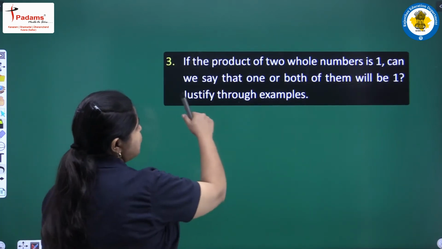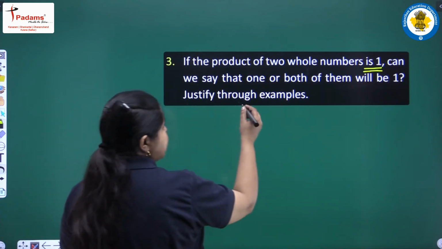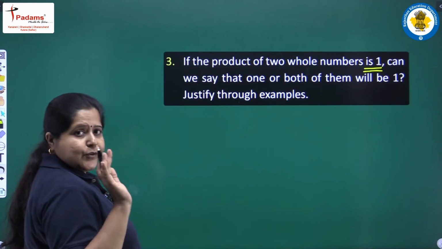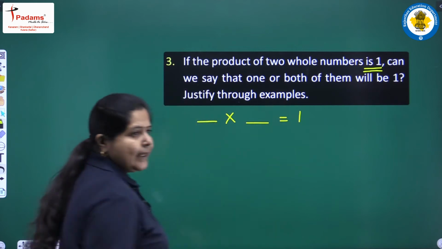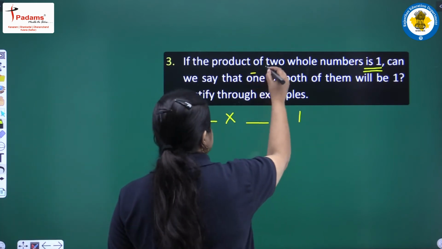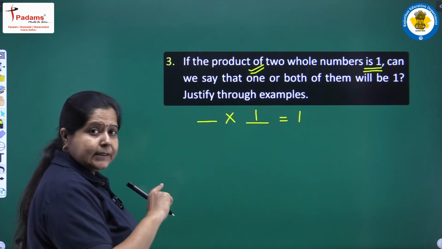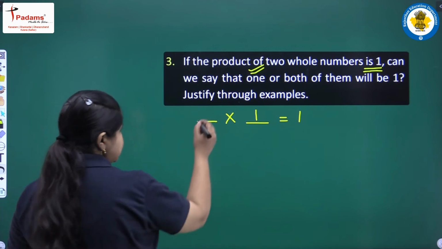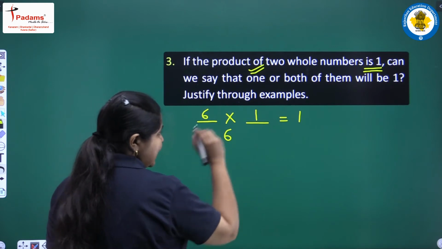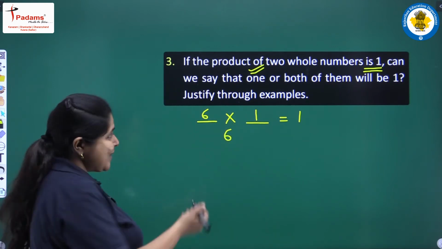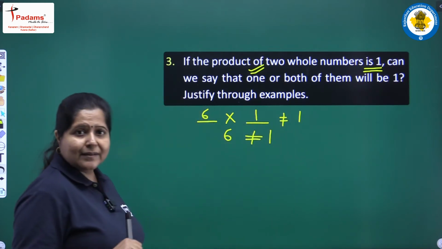Next we have, if the product of two whole numbers is 1, can we say that one or both of them will be 1? So, now we are having two whole numbers and their product is given to be 1. Let us take one number to be 1 and the other not to be 1. We can take it 6. Now, 6 into 1 is 6. Is it equal to 1? No. 6 ones are 6 and it is not equal to 1.